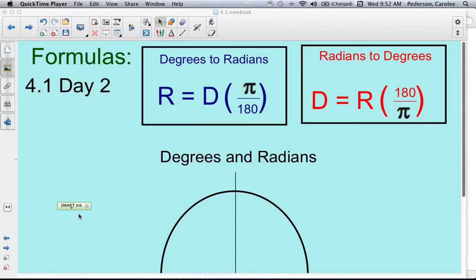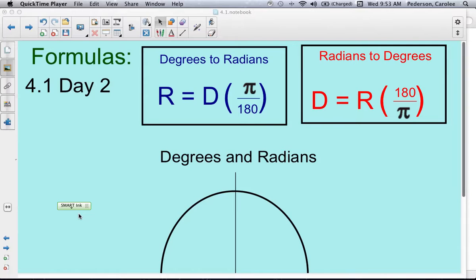So far we've been able to convert between these two forms, but sometimes the angles are not very nice. Maybe it is something like that last example where it's -3 radians, and we want to find out exactly what that is in a degree measure. So we're going to use one of these two formulas.